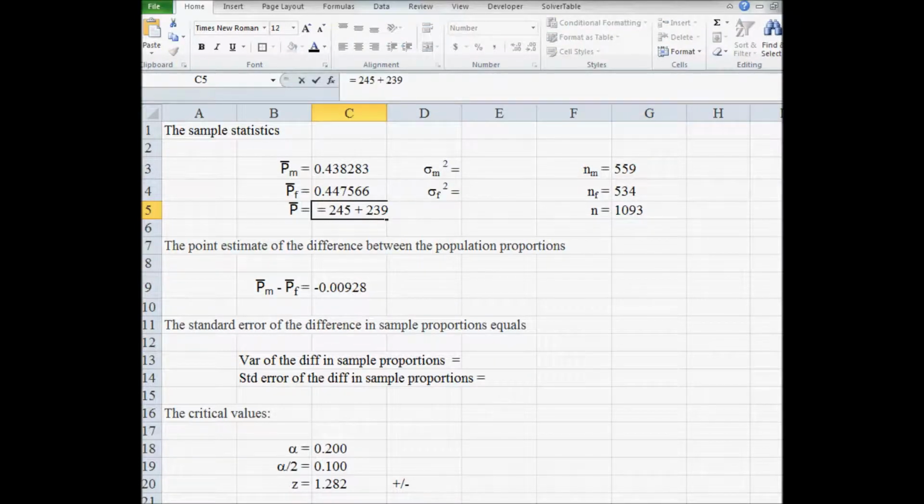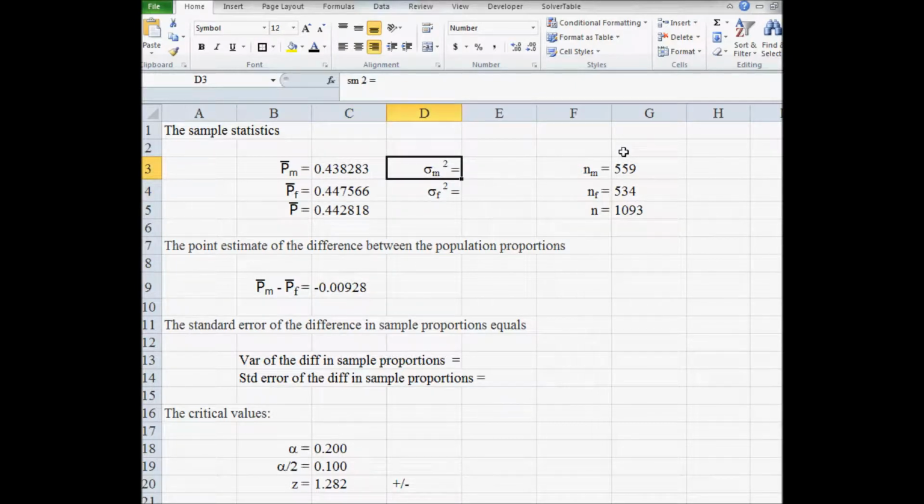Over here, there were 245 males that approved of the president, and there are 239 females that approved of the president. So the total number of people who approved of the president was 484. The pool proportion is just the number of males or females, 484, who approve of the president divided by the total number of females and males that are in the swimming pool. So we're going to take this number here and divide it by the total number of people in the survey. Notice that the average of the averages is in between the two averages. The pool proportion is between the male and the female proportions.